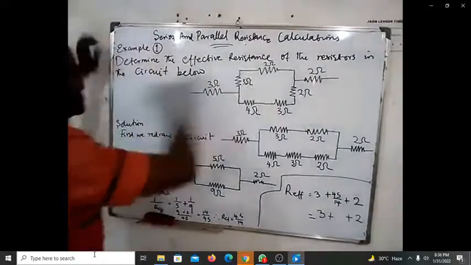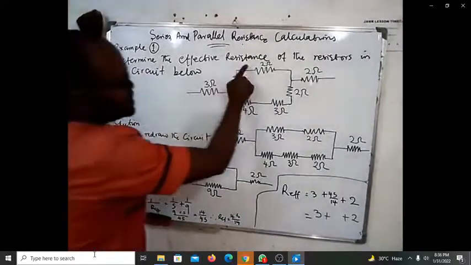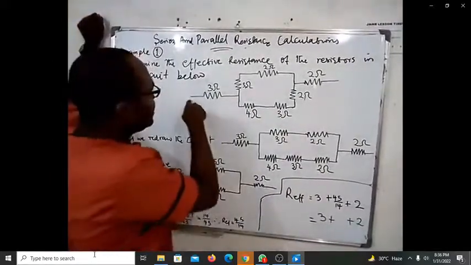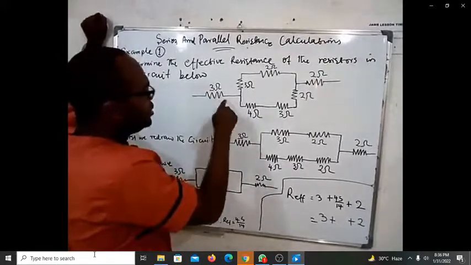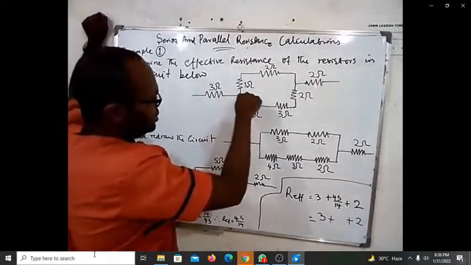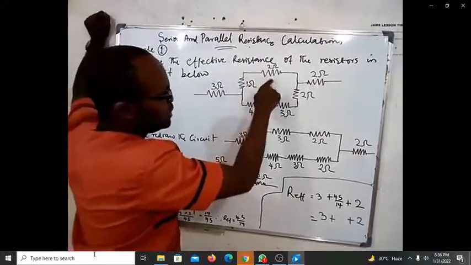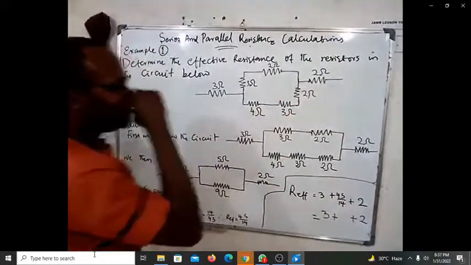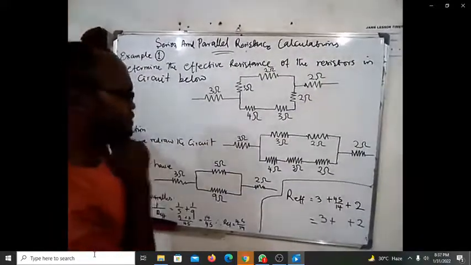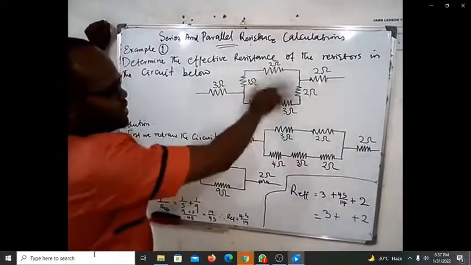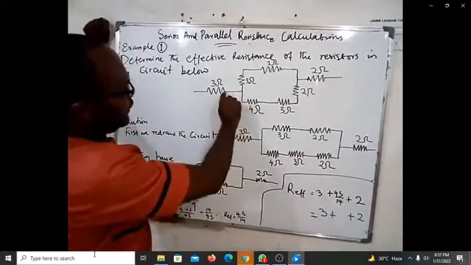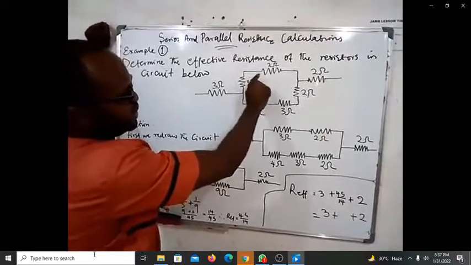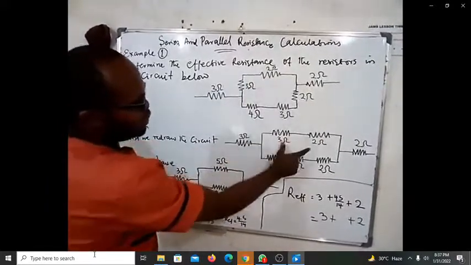So number one example that we are having here is: determine the effective resistance of the resistors in the circuit below. This is the circuit. You can see that the resistance of this resistor is 3 ohms connected to this one, 3 ohms, to another one 2 ohms, to another one 2 ohms, to another one 2 ohms, 3 ohms and 4 ohms. So how do we do this calculation? If you look at this circuit now, if it is redrawn, you can see that this 3 ohm resistor is in series with this 2 ohm resistor.